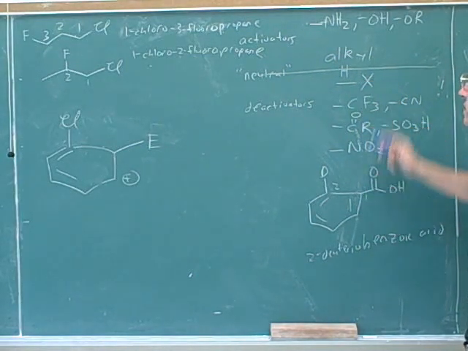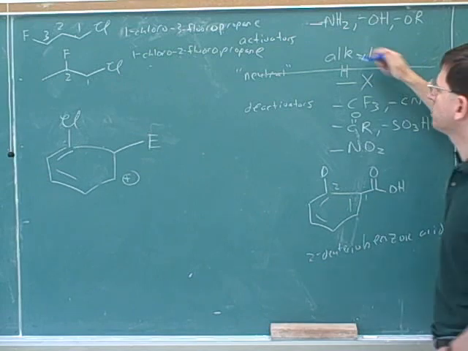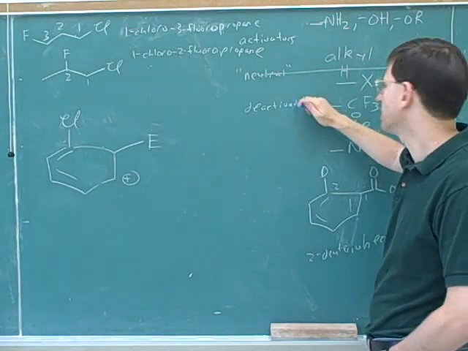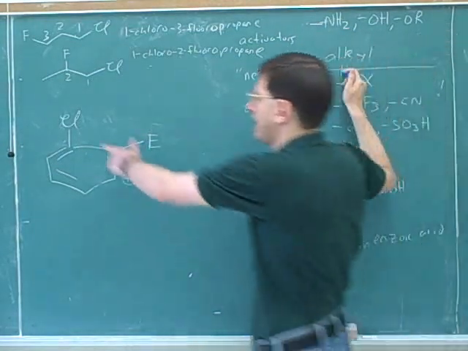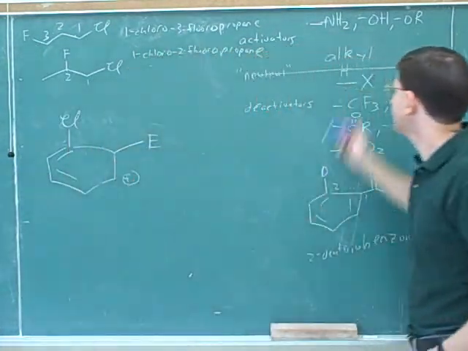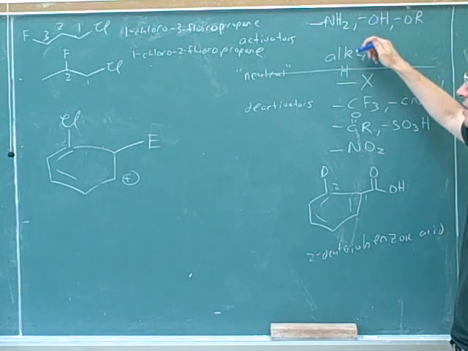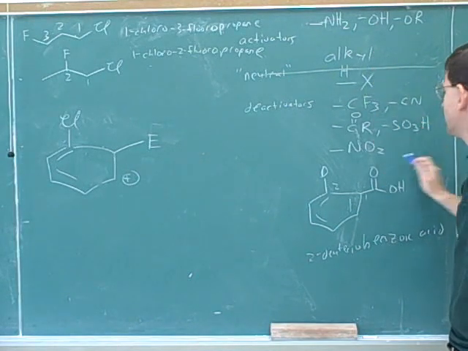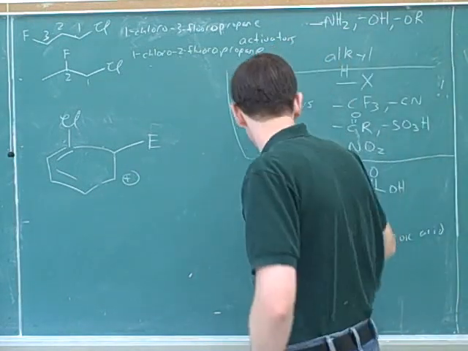This line here is the separation between the activators and the deactivators. If it was just a hydrogen in this position, that would be neutral, so to speak. So everything above the hydrogen is more electron donating than hydrogen, and everything below the hydrogen is less electron donating than hydrogen.